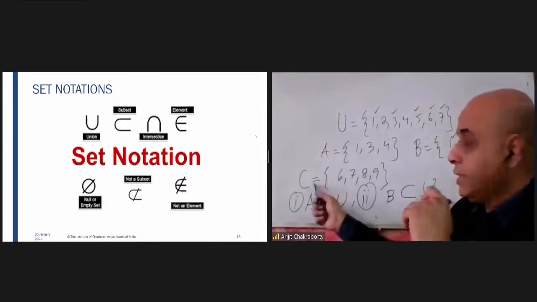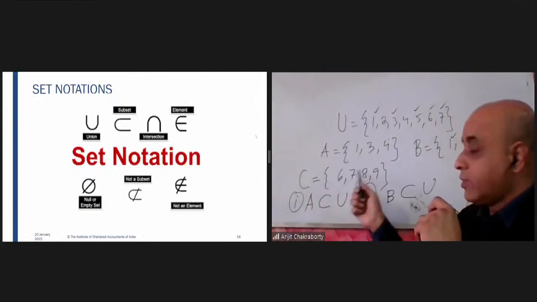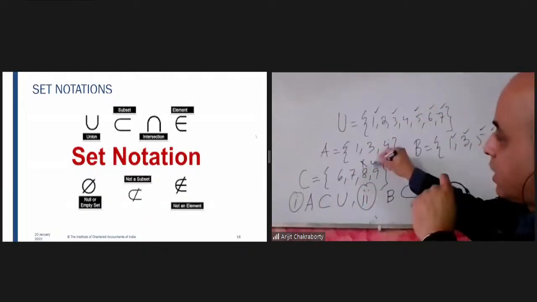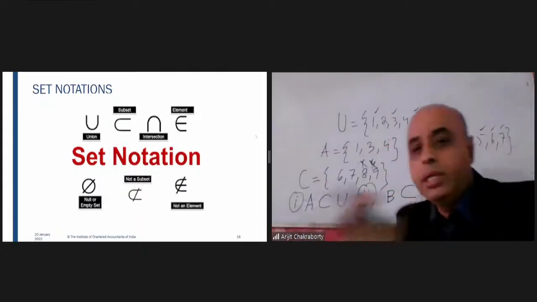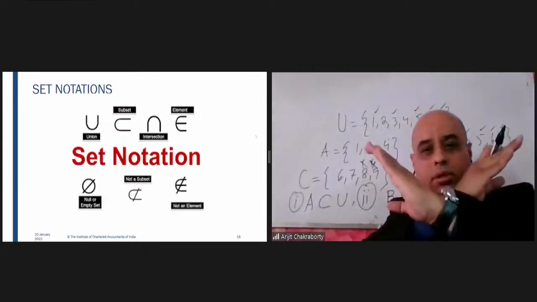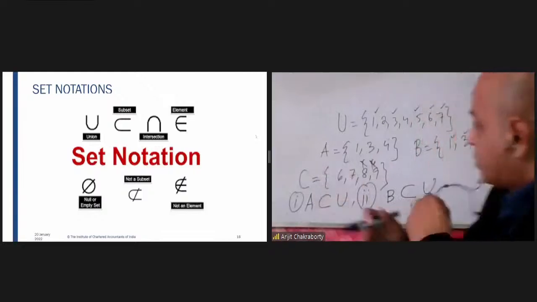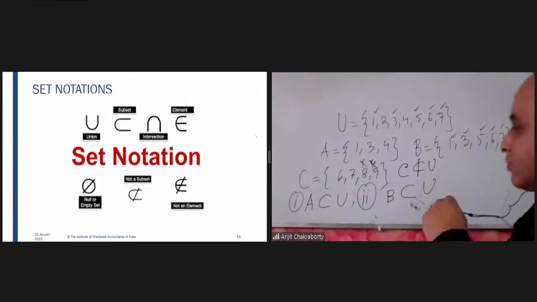But C, please see this particular set C. C has 6, 7, 8, 9. 6 and 7 are there, but 8 and 9 are not there in U. So C is not, I show a cross sign, C is not a subset of U. How do we write it? We write it in this way: C is not a subset of U.